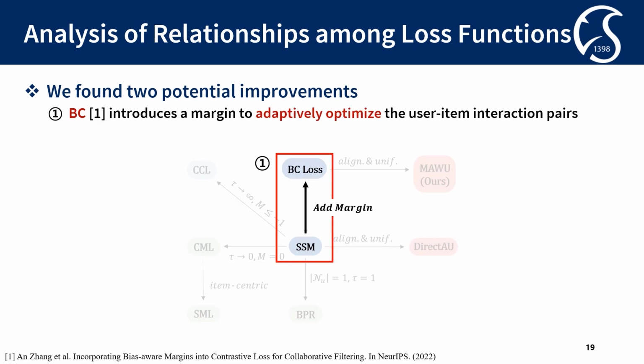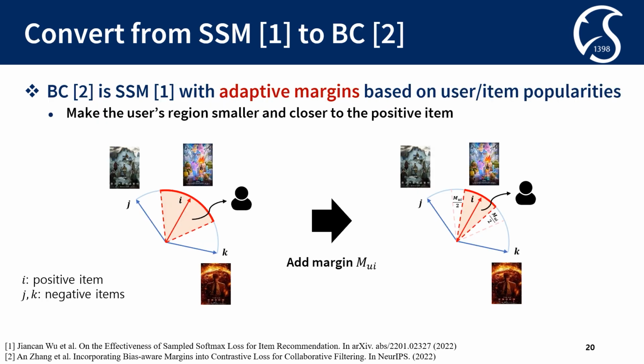The first is that if we add a margin to SSM, we can easily get BC loss. BC can optimize adaptively for each positive user item interaction. This shows the difference between SSM and BC loss functions. The red area indicates the space where the user vector is located. Adding a margin to the SSM makes the area smaller. It makes the user vector closer to the positive item vector, eventually improving model performance.